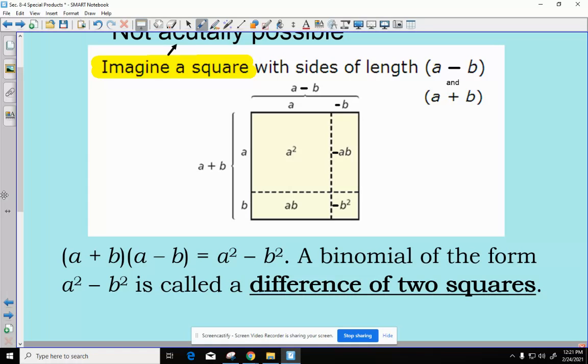Now, if you take these two ideas and bring them together, what happened when we had two identical positives? What happened in the middle? We added those two together, they doubled. If we had two negatives, what happened?